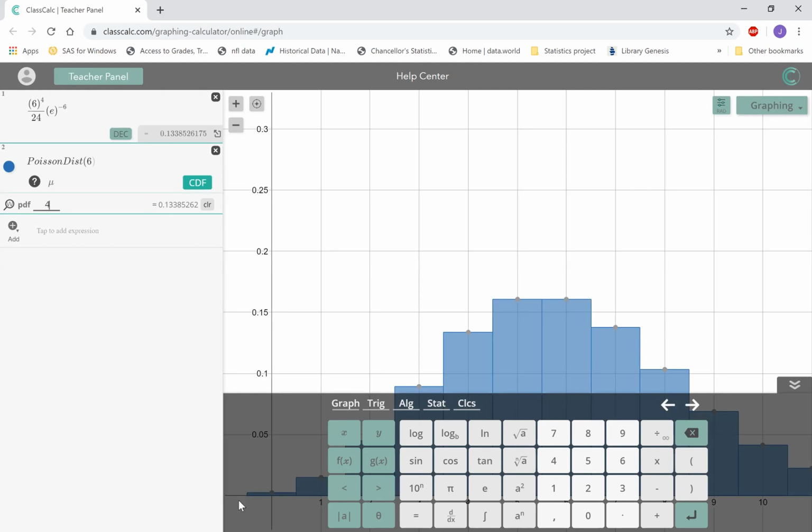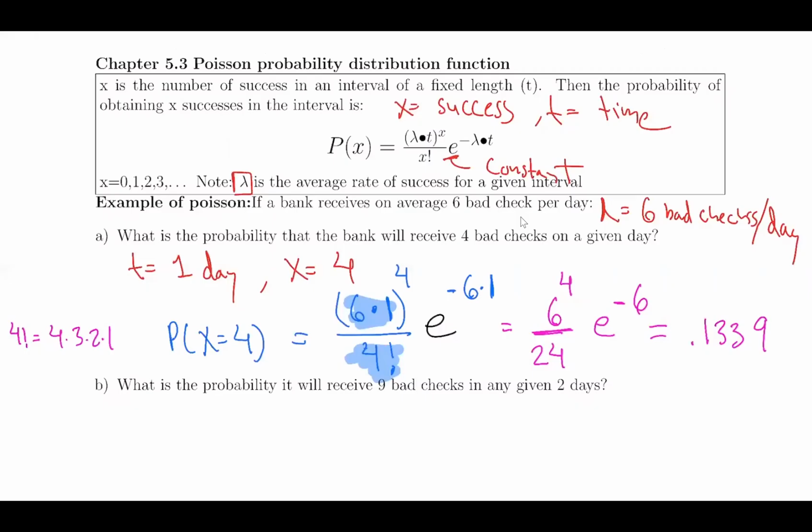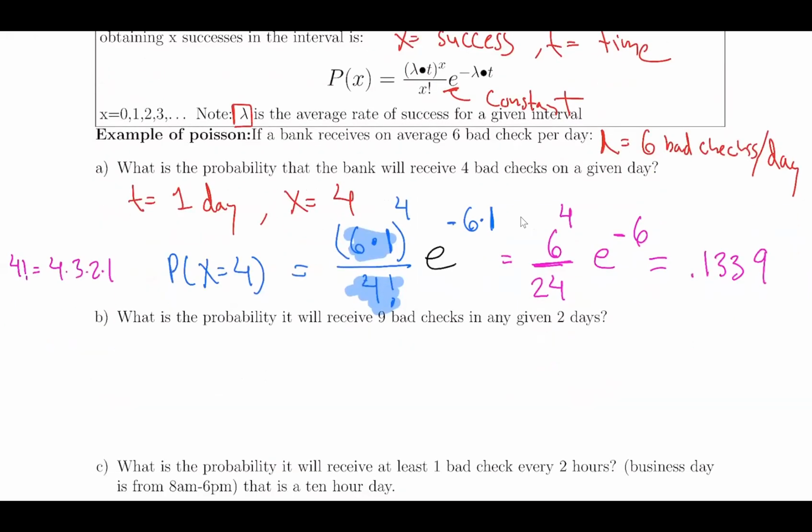All right, so switch it over and let's do B now. Lambda is still 6 per day. B says, what is the probability it will receive 9 bad checks in any given 2 days?